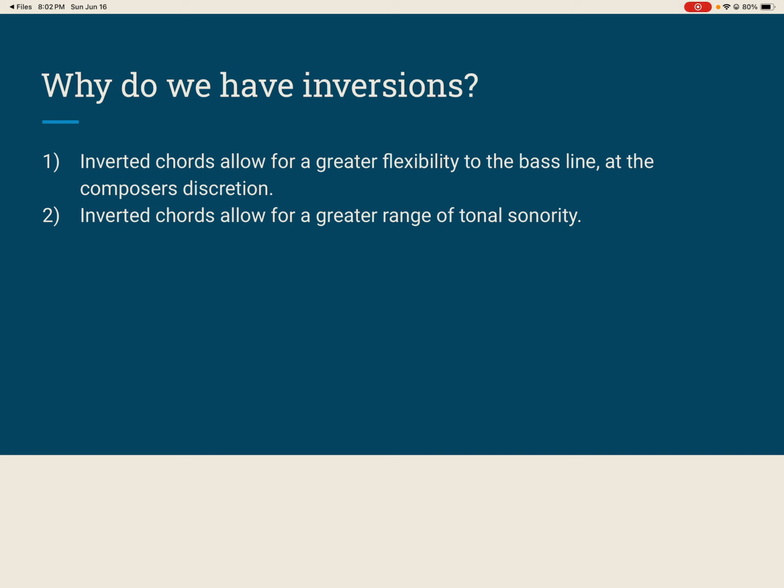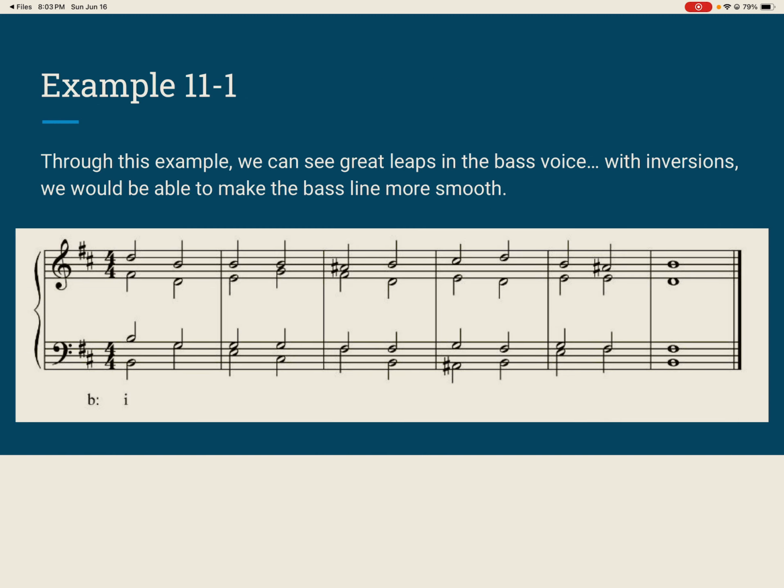But sometimes you're going from a 1 chord to a 6 chord, and it's just a really far jump away. So to allow for greater flexibility of the bass line, the composer will write in a different note in the bass to keep it more smooth. This is an example found in the textbook, and we can see that there are a lot of great leaps in the bass voice. With inversions, we'd be able to make this a smooth bass line, which is always what we're looking for, usually within a couple of steps of each other.